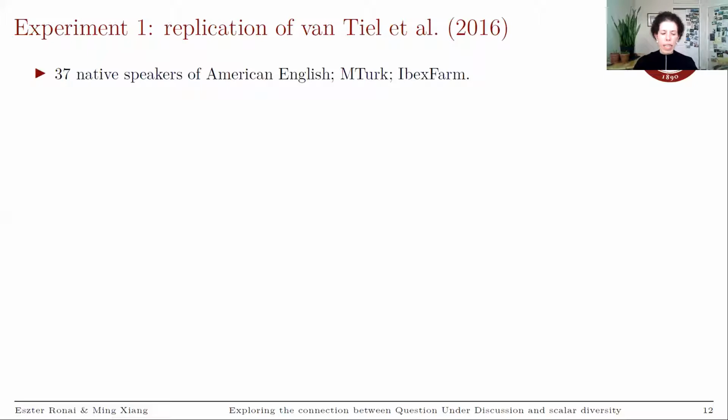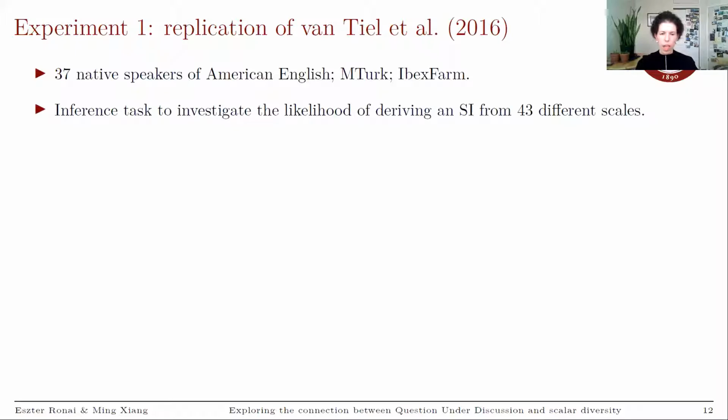To start us off, our first experiment was a replication of scalar diversity, and in particular, we replicated Ventil et al.'s original experiment. This was a web-based experiment with native speakers of American English. In particular, this experiment employed an inference task with the aim of investigating the likelihood of deriving an SI from 43 different scales. These scales were taken from Ventil et al. and contained adjectival scales, verbal scales, quantifier scales, etc.